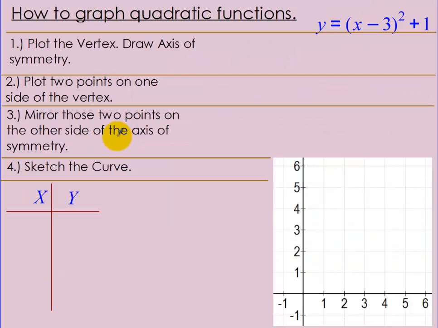Alright, how do we graph a quadratic function? Here are the steps you could follow. First step is I want to plot the vertex and draw it, and then draw the axis of symmetry. So in this example right here, my vertex is going to be hk, and my h is going to be 3, and my k is going to be 1.